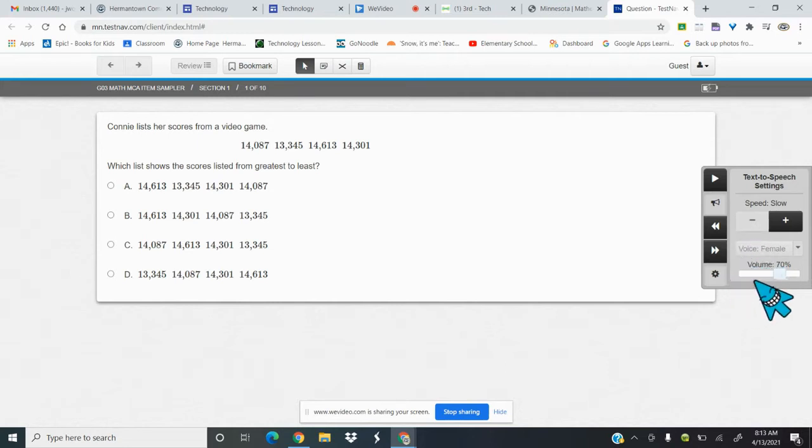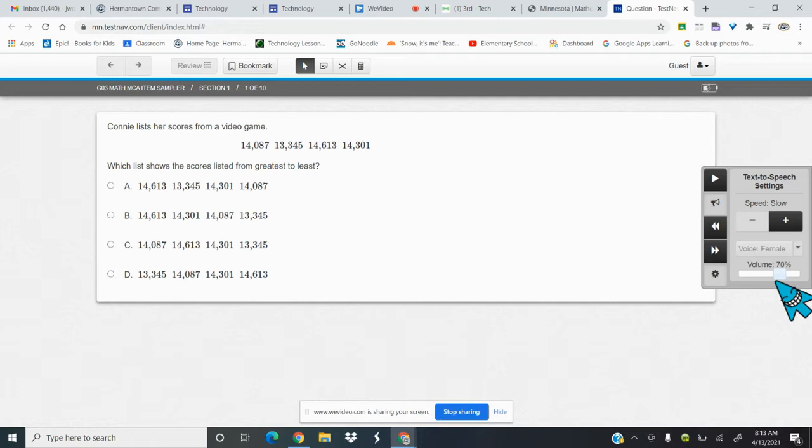And then we can't change it to a male voice. It always is a female voice. And then the volume is at 70%. If you're using headphones, which all of you should be using headphones while taking this test so you can hear them read these to you, you don't have to turn the volume way up to 100%.